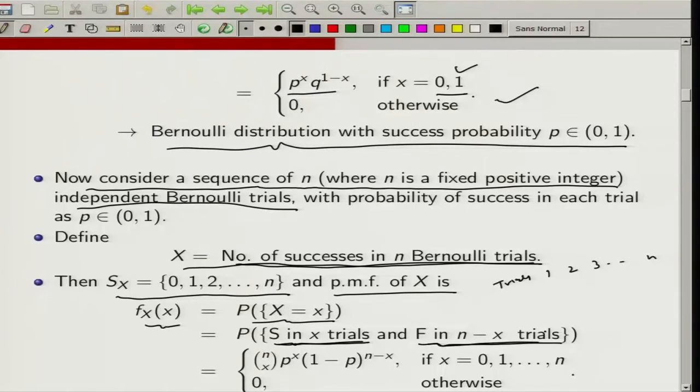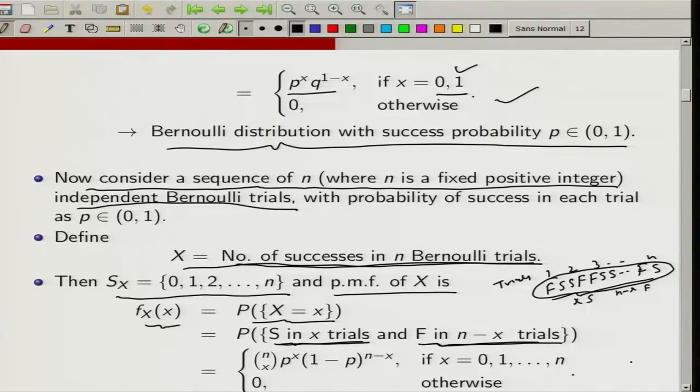this can happen if I obtain a sequence of failures and successes in the following form: F S S F F S S F S. I will have to look at all such configurations such that I get x S and n minus x F.